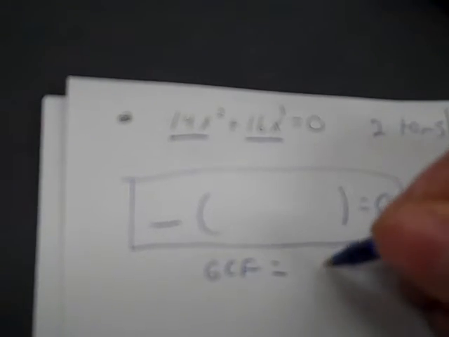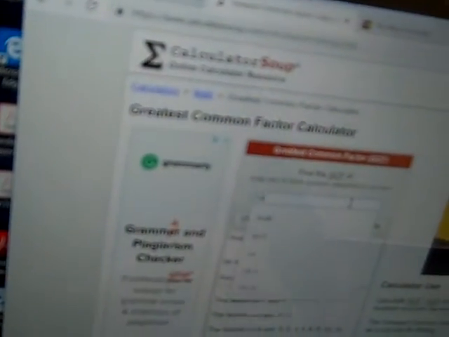Okay, my next problem. Is the first number negative? No, it is not, so we won't make it negative. Do I have x on both my lines? Yeah, right here and right here. I take the x to the smaller power, to the 1. And then I punch in 14 and 16 into the GCF calculator. Calculate, I got 2. Okay, so it's 2x to the 1.